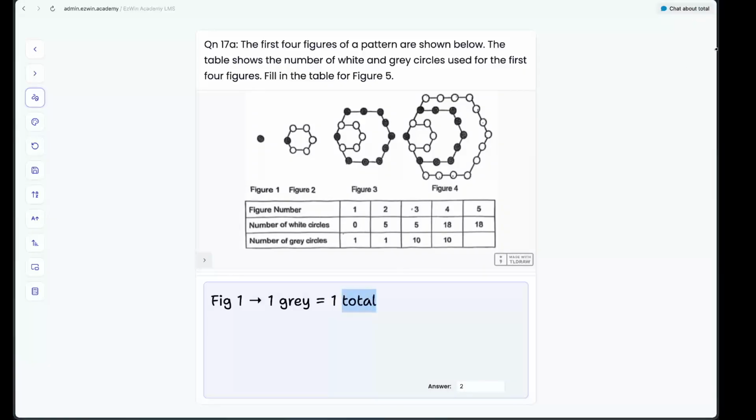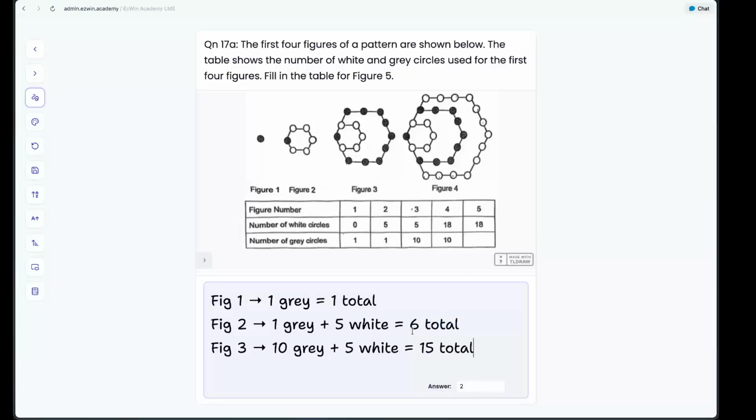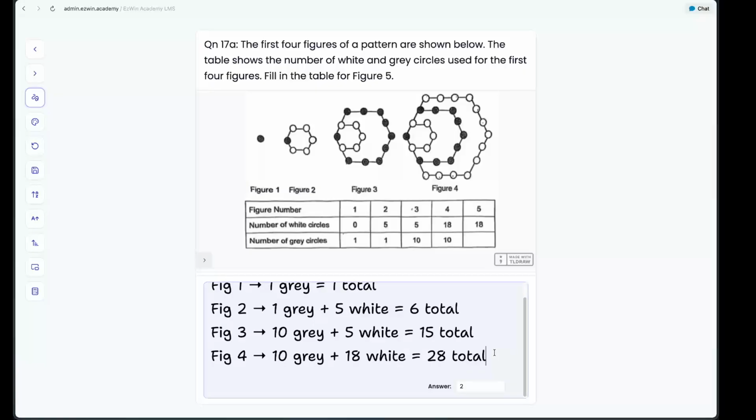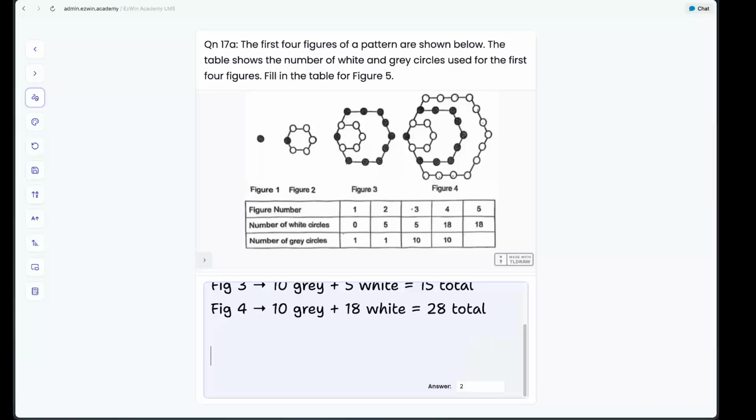or show the total. So for figure 2, it is 1 gray plus 5 white, which is 6 total. For figure 3, it is 5 white plus 10 gray. And then for figure 4, it is 10 gray plus 18 white, which is 28 total. So what is figure 5? I'm going to make use of the total in order for us to figure out how many gray circles are there. So in this case, let's just make it a bit simpler to see.